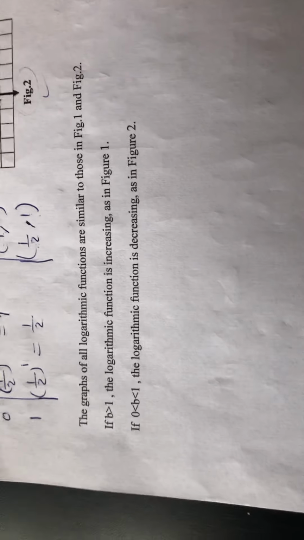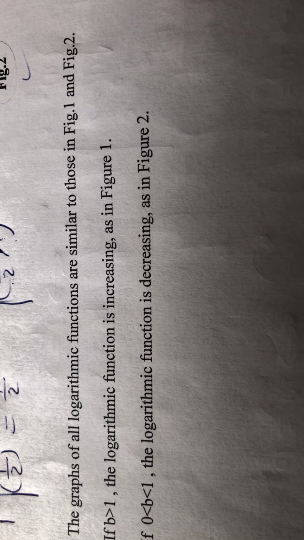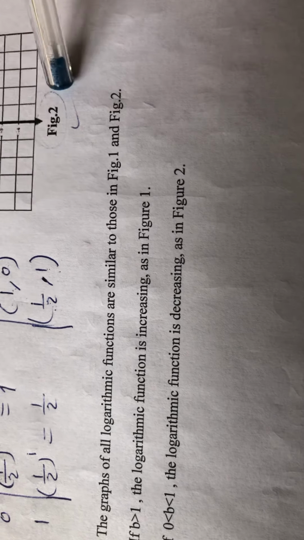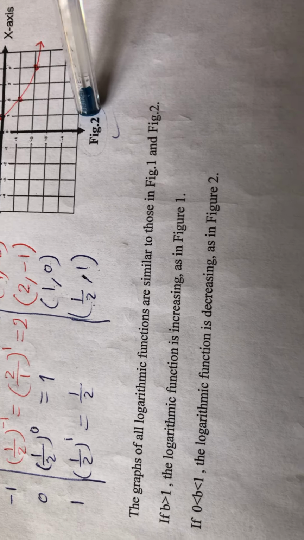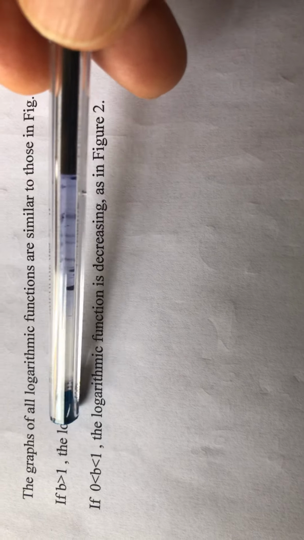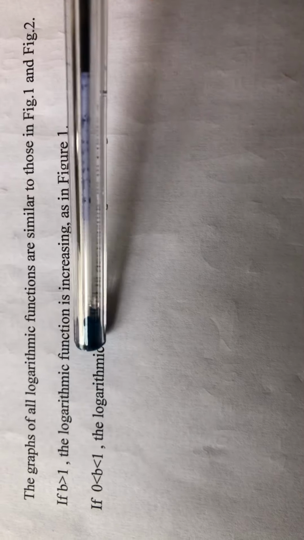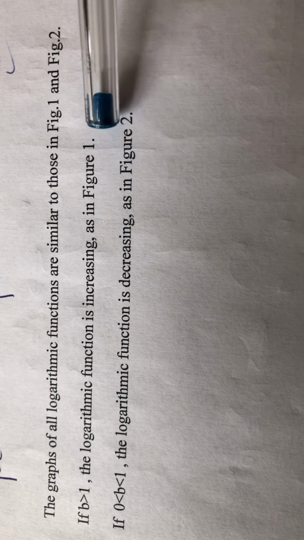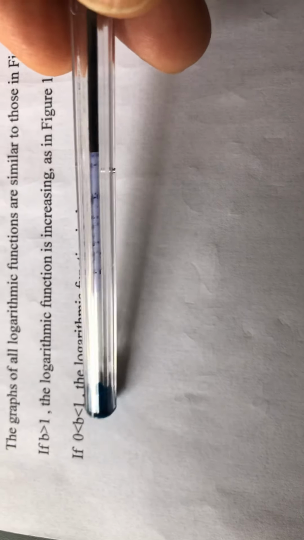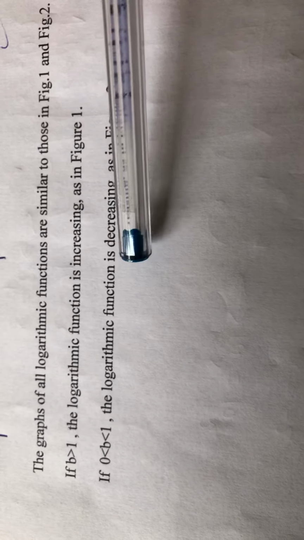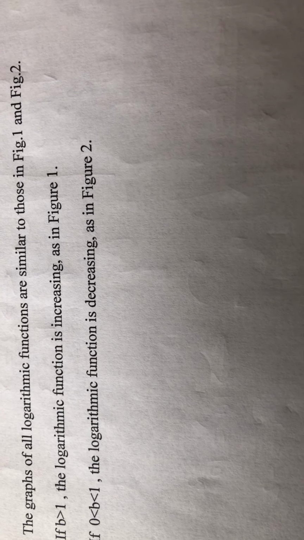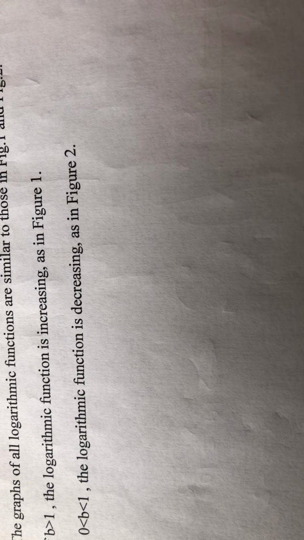Now, the graphs of all logarithmic functions are similar to those in figure 1 and figure 2. So this is figure 2, and the previous one was figure 1. If the base b is greater than 1, the logarithmic function is increasing as in figure 1. While if b is between 0 and 1, the logarithmic function is decreasing as in figure 2.